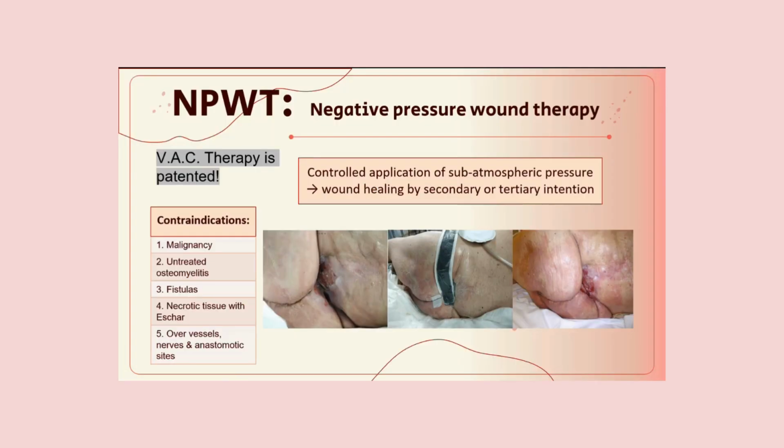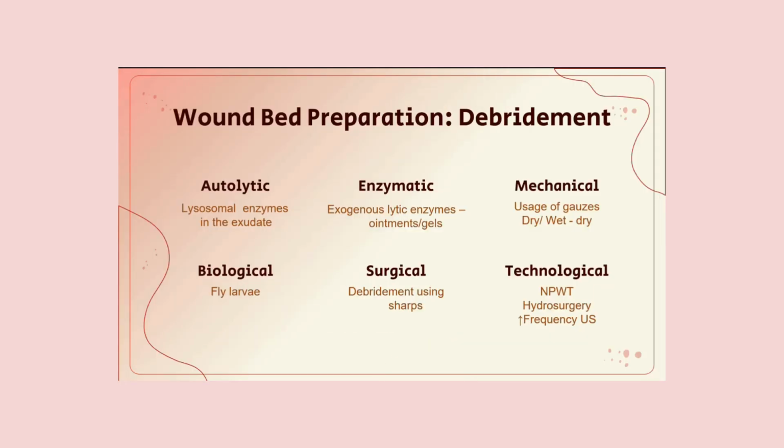The surgical part comprises two things. One is wound bed preparation through debridement. There are different types of debridement. One is autolytic debridement. It naturally occurs in the wound through lysosomal enzymes which are present in the exudate. In enzymatic debridement, we use exogenous lytic enzymes such as collagenases to cause the debridement. In mechanical debridement, the debridement happens through the friction of the gauze which we use.